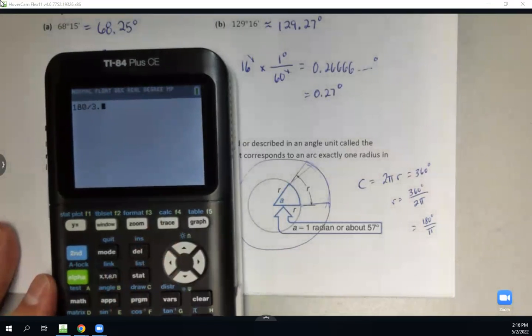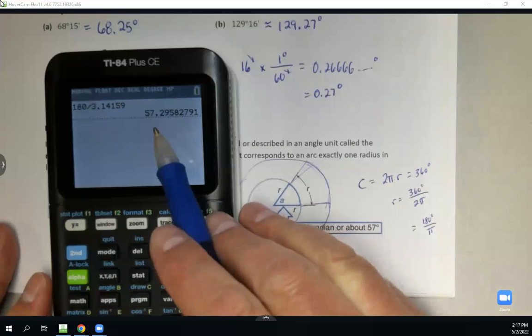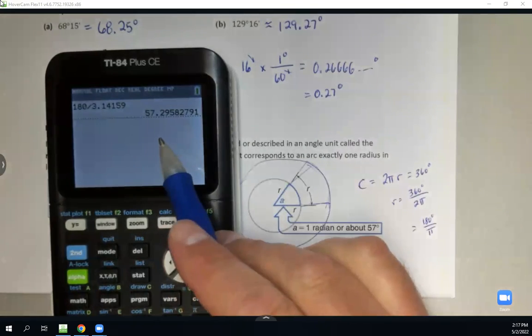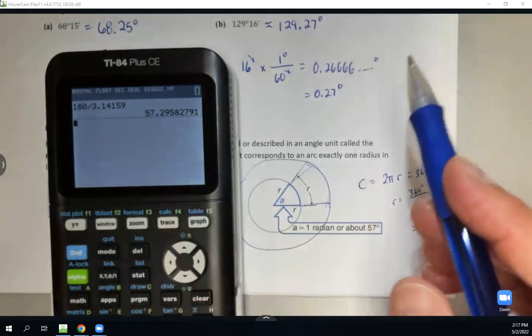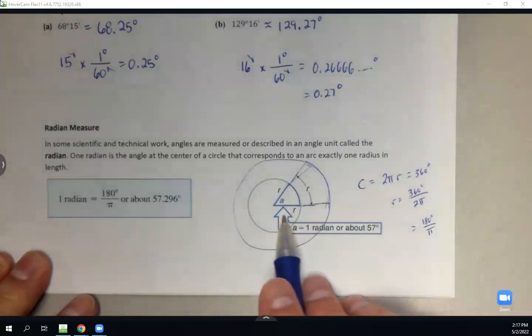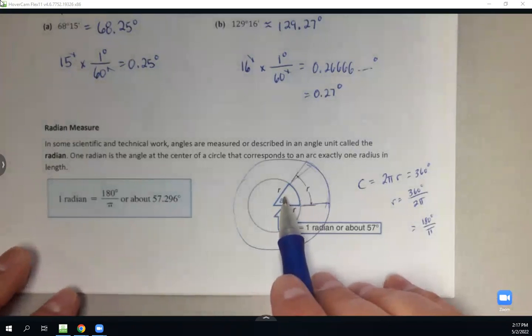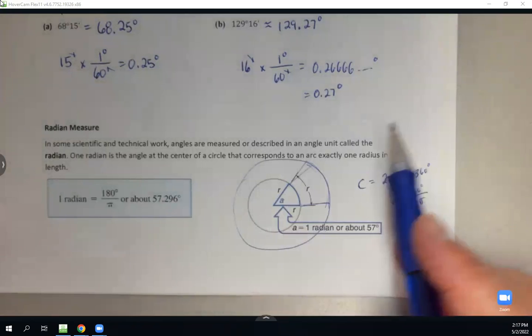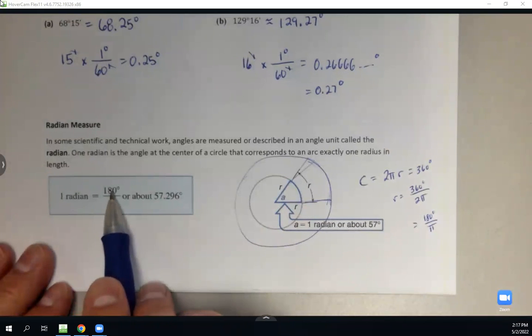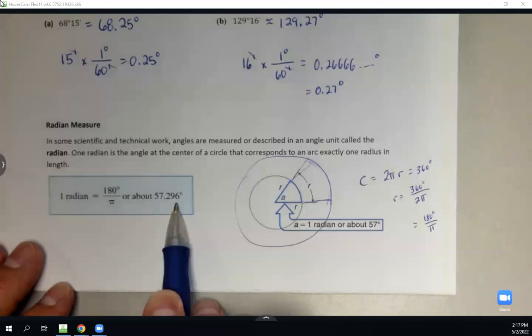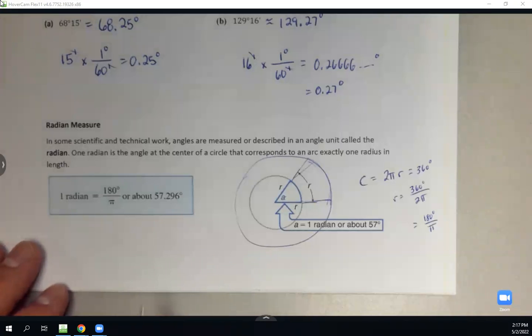So if I took 180 and divided by 3.14159, that's about 57.295 degrees, or about 57.30 degrees. So this angle right here, where the arc length equals the radius, is about 57.3 degrees. So 1 radian, again, is 180 degrees over pi, or in other words, about 57.296 degrees. Does that make sense?